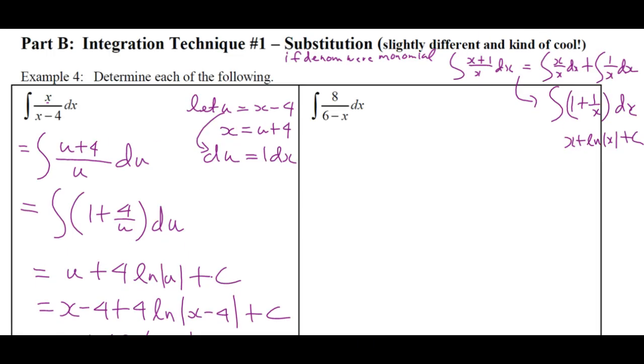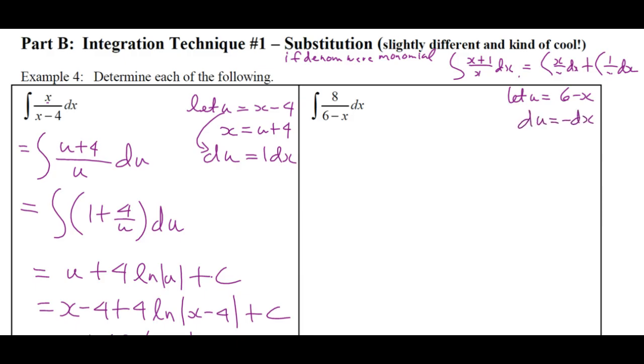All right, what are we going to do here? Just going to clean that off. You already saw it. So let u equal 6 minus x. I don't want to have a binomial denominator, I want a monomial denominator. I'm going to replace the denominator with a monomial. I don't need to replace an x anywhere, so I don't need to solve this for x. So what's du?